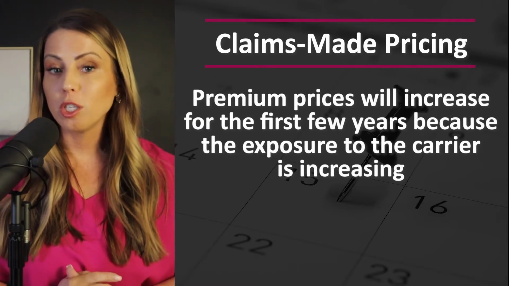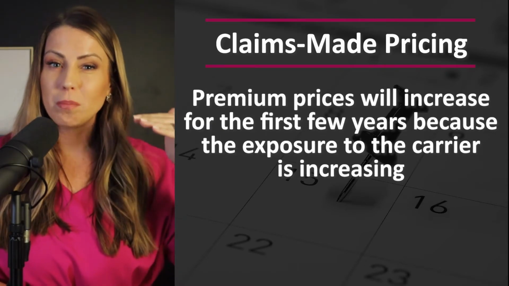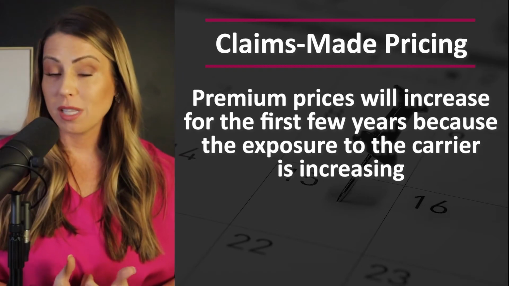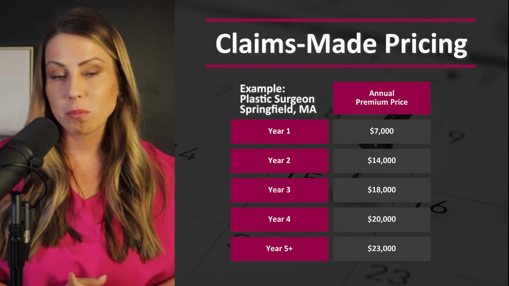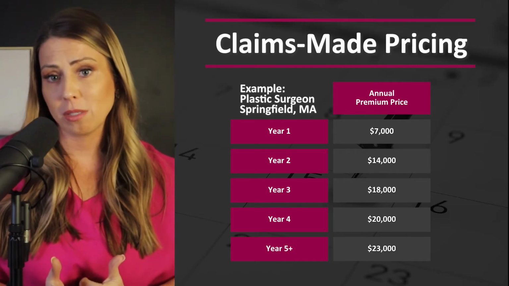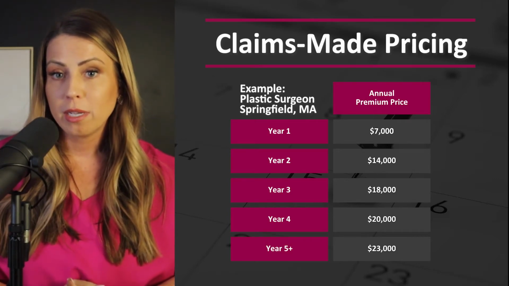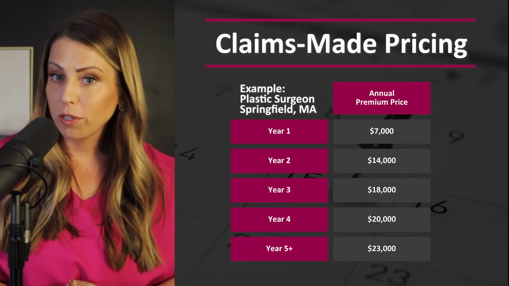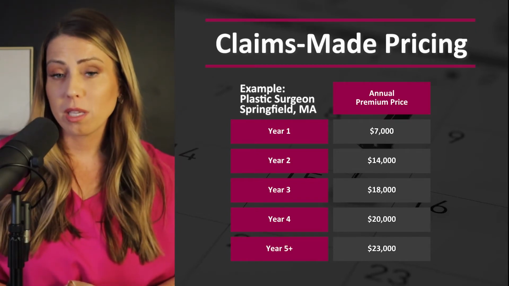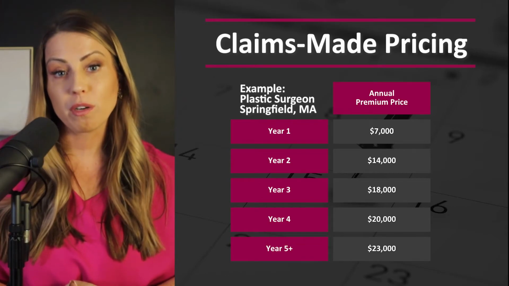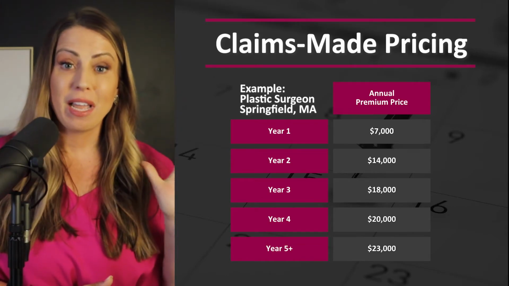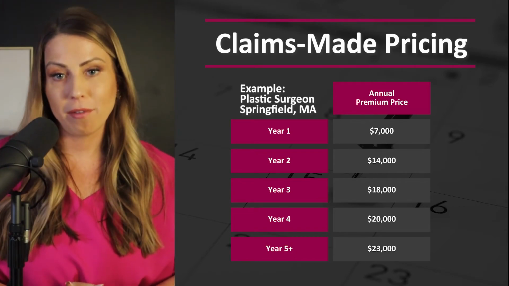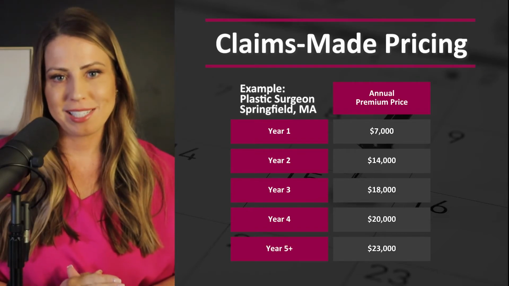But for every year that you renew your coverage, the price will go up little by little because the exposure to the carrier is increasing more and more. So for example, if you're a plastic surgeon in Springfield, Missouri, you might pay $7,000 for your first year of claims made coverage, and then $14,000 for your second year, $18,000 for your third year, $20,000 for your fourth year, and $23,000 for your fifth year on. After 5 years, the price is going to be considered mature, and you'll essentially pay the same price every year after that. Don't worry, your price doesn't go up forever.